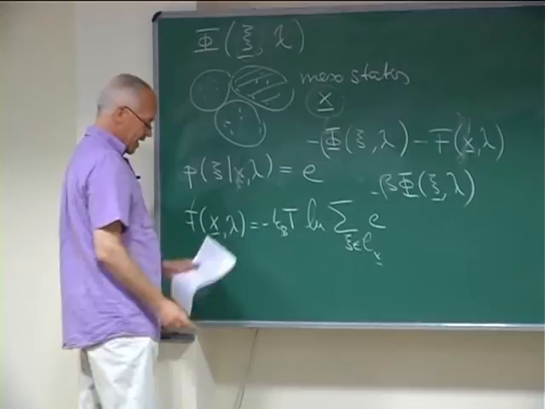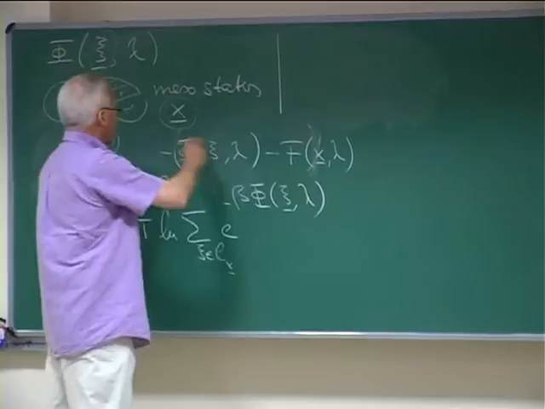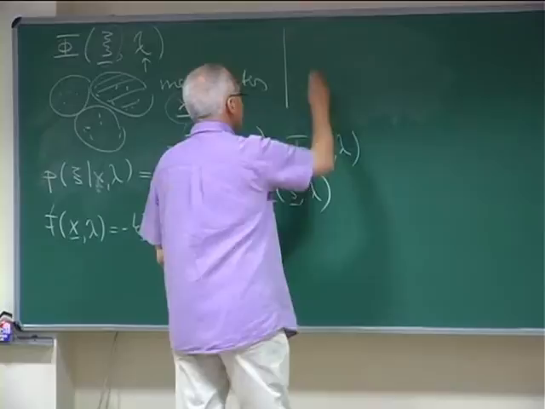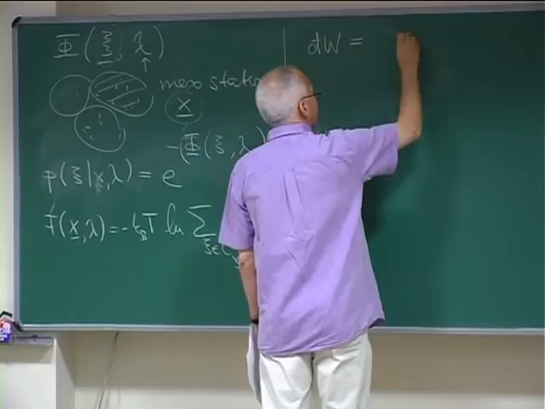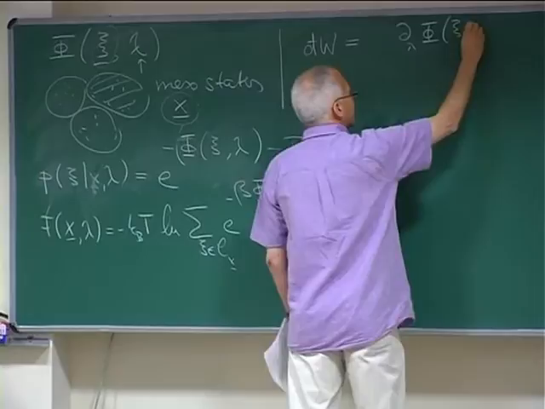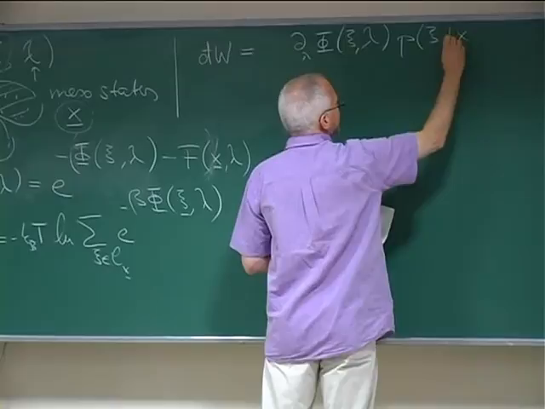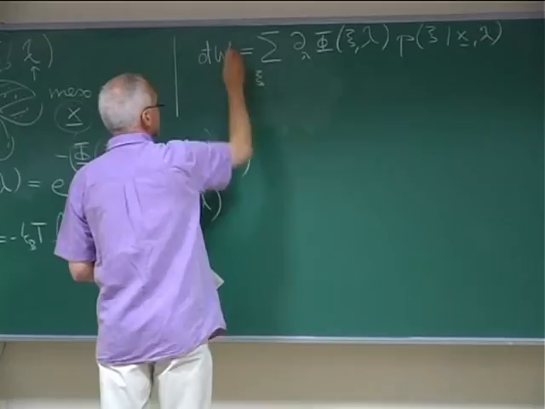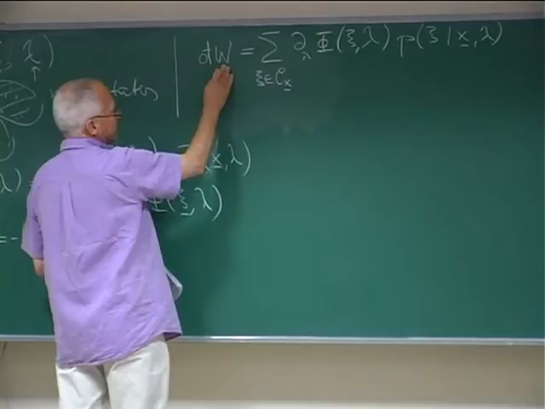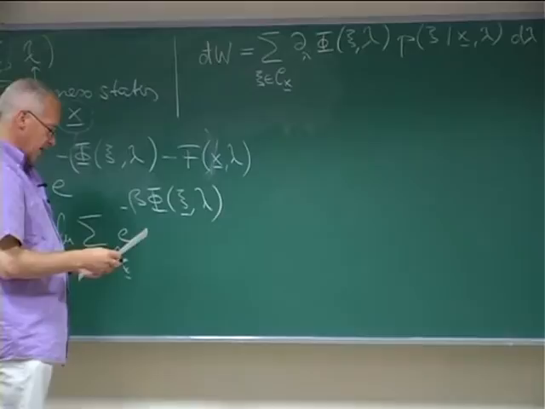And now if you want to identify work and heat, you have to change this external control parameter in order to apply work to the system. So a reasonable identification is that you say, okay, if the system is in microstate psi, I will pay the d lambda times partial phi of psi and lambda times the probability that I am in this state given the x and given the lambda. This I have to sum over all microstates contributing to this x. And then this would be the increment in work if I change the lambda and I know where my meso variables are. So this is the identification of the work.